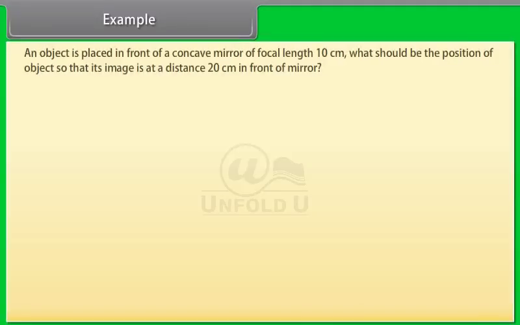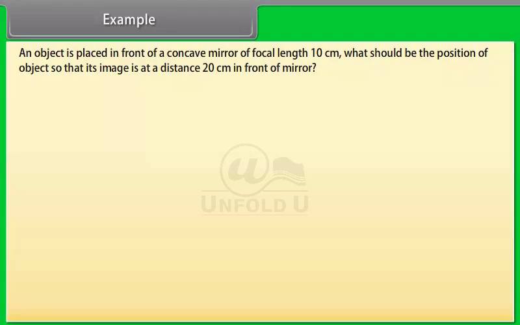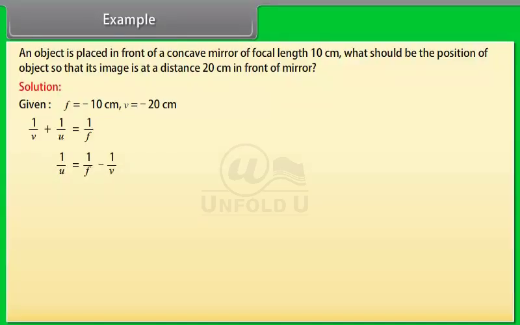Example: an object is placed in front of a concave mirror of focal length 10 centimeters. What should be the position of the object so that its image is at a distance 20 centimeters in front of the mirror? Solution: given f is equal to minus 10 centimeters, v is equal to minus 20 centimeters. 1 by v plus 1 by u is equal to 1 by f. 1 by u is equal to 1 by f minus 1 by v. 1 by u is equal to 1 by minus 10 minus 1 by minus 20.